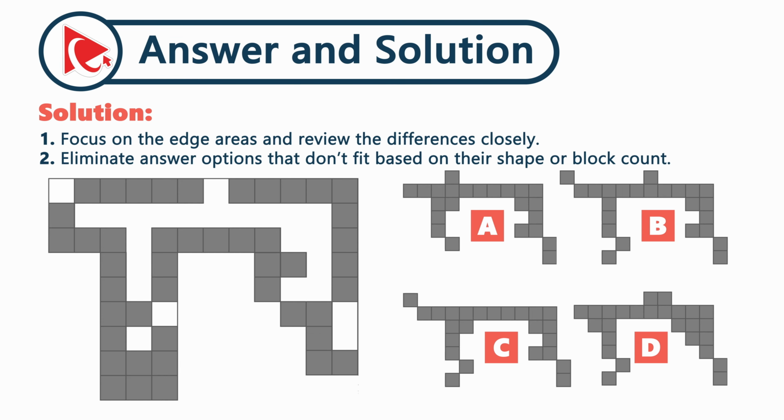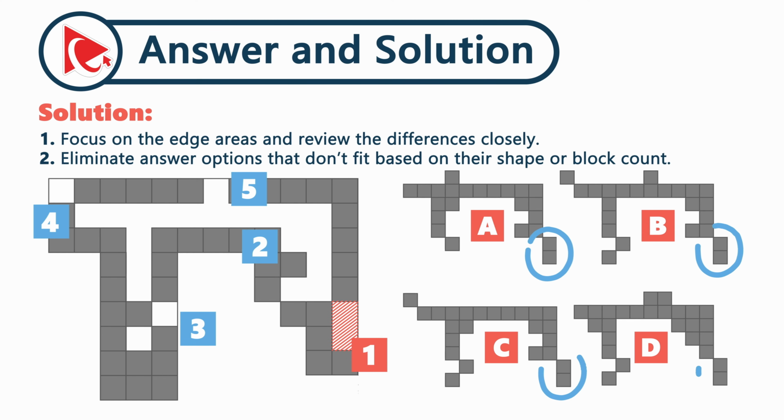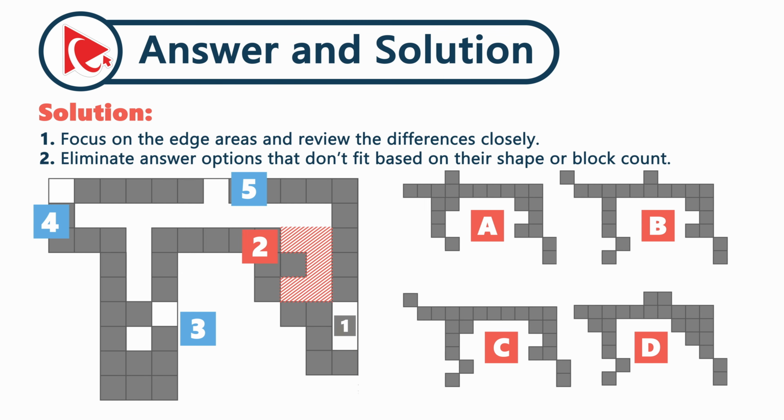I identified 5. Do you see more? This is what I found. 1, 2, 3, 4, and 5. These are the areas where you need to look closely and the block difference in the answer choices. Let's look at the example in the first edge area. You see that there are 2 blocks missing. Unfortunately, this doesn't help us much because these 2 blocks exist in all 4 answer choices, choices A, B, C, and D. Let's focus on the edge area 2.